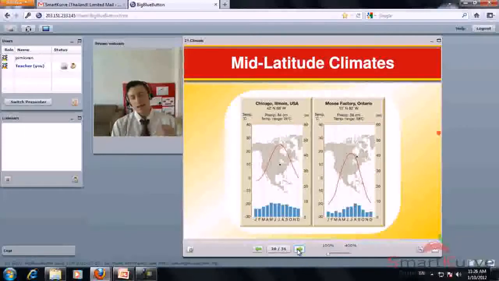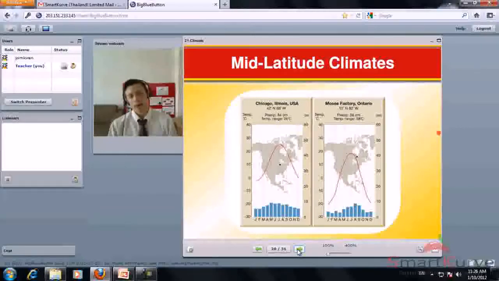Notice, compared to those cities on slide 18, we see a much bigger range in temperature. So notice, if a city like Guangzhou was in this range, these cities like Chicago and Moose Factory are going to be like this, with a much higher range in temperature. Also, notice there's much less change in precipitation.